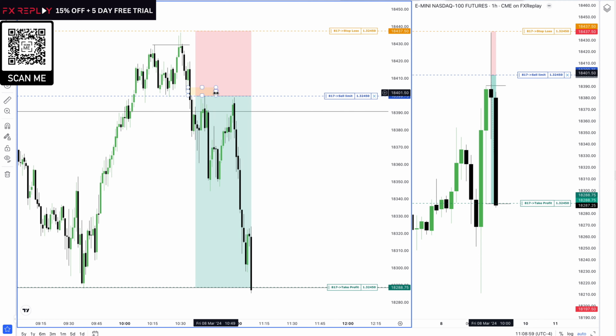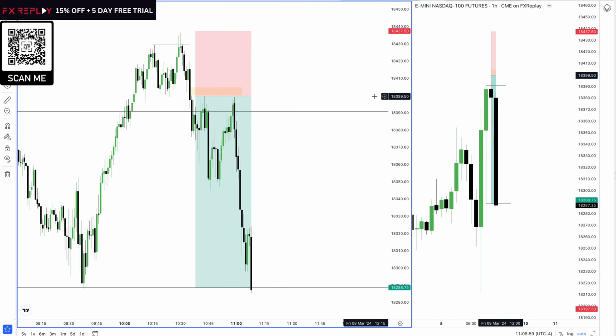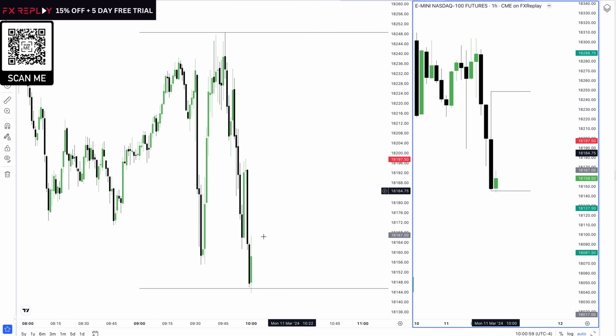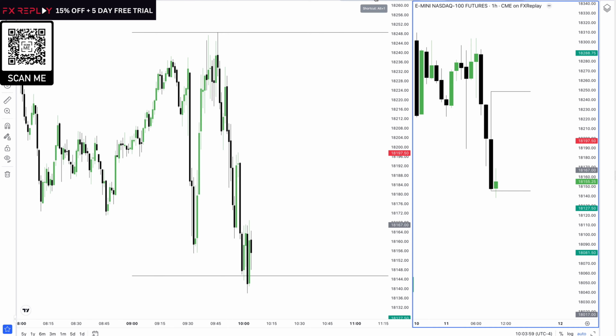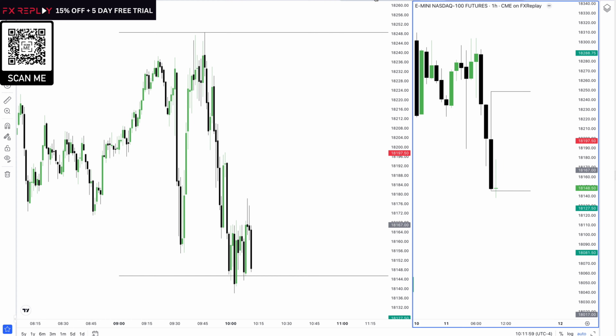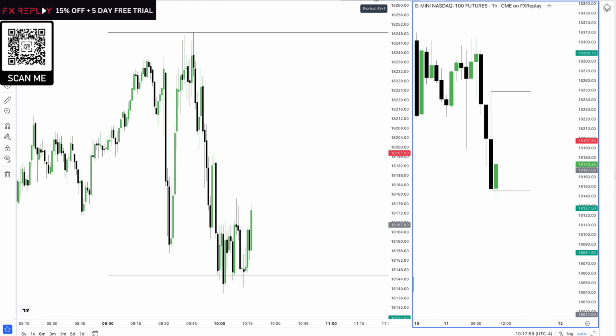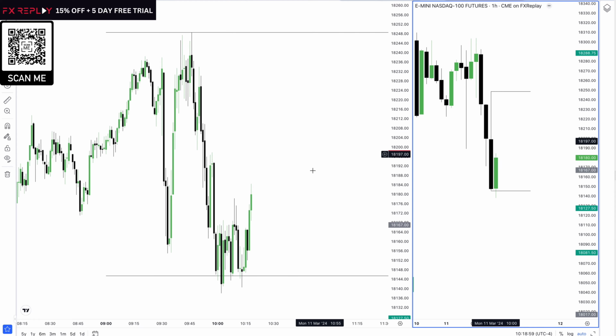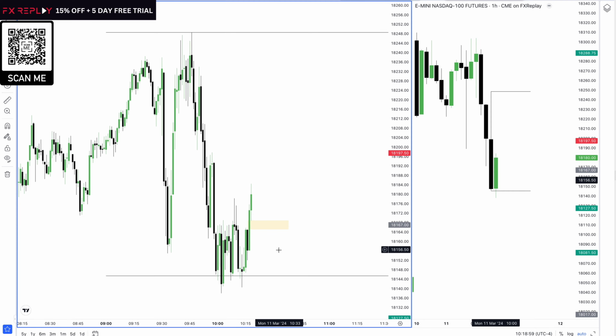This is unlucky. We didn't get tapped in by 1 point, and then it goes to TP. So next day, we remove the limit. We tag the low right here. No displacement up yet. Now we get displacement upward with a fair value gap right here, together with this order block and this breaker.